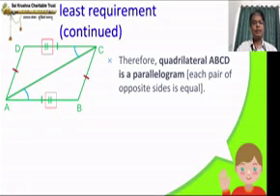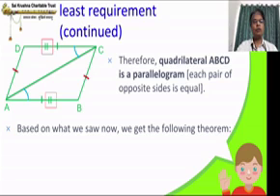Therefore, quadrilateral ABCD is a parallelogram because each pair of opposite sides is equal. We started with one pair of opposite sides equal, but we are able to prove each pair of opposite sides is equal. That means we saw that is one of the converse of the theorems. One of the theorems you have seen, I have not written the number, but you know if each pair of opposite sides is equal, then a quadrilateral is a parallelogram.